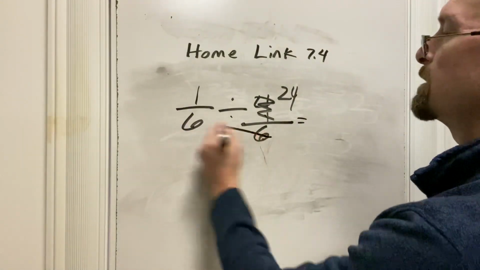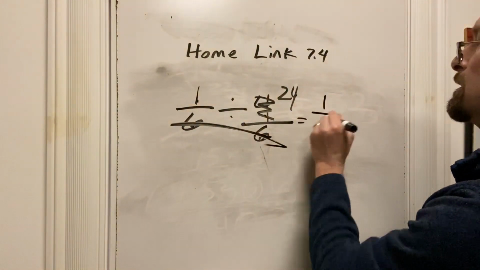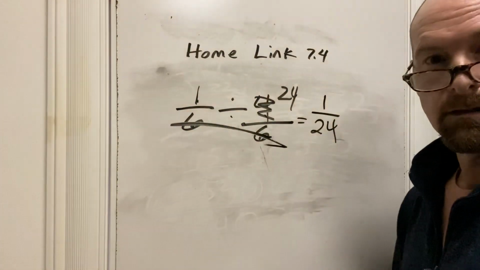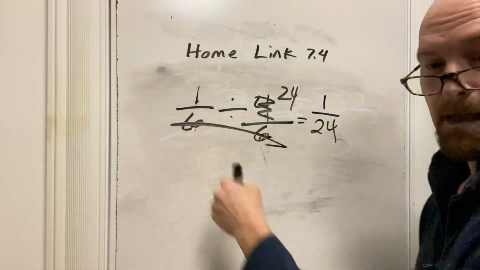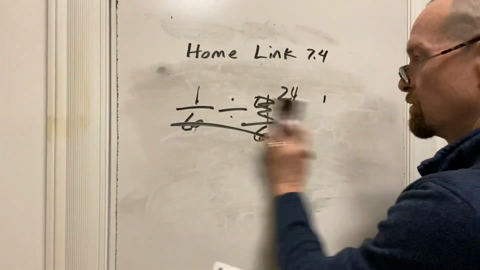I digress. 6 divided by 6 is 1. 1 divided by 24. There it is. You do the check. That times that is that. I'm not going to do everything for you.